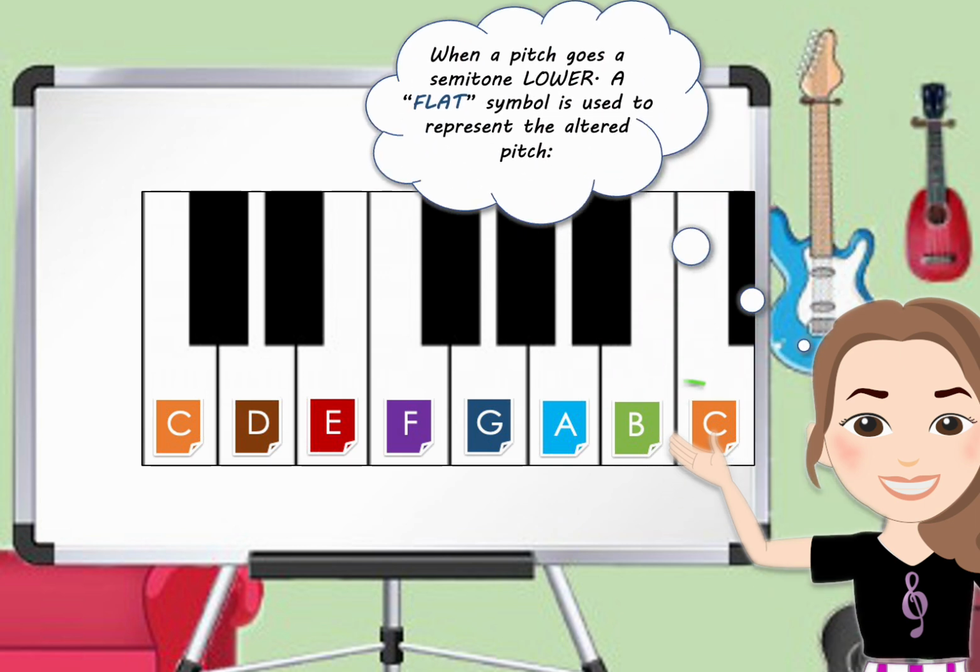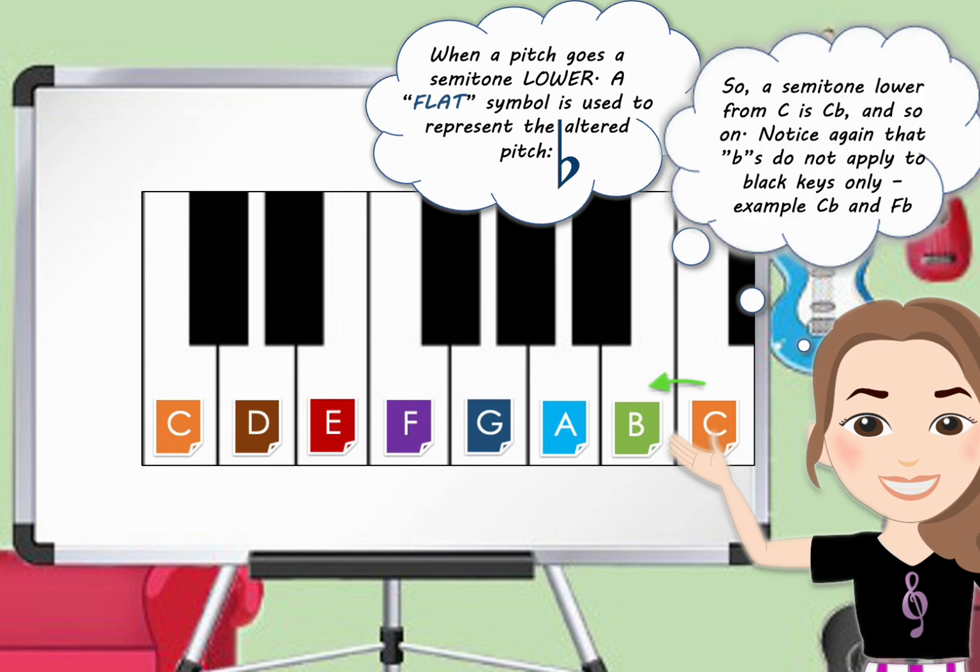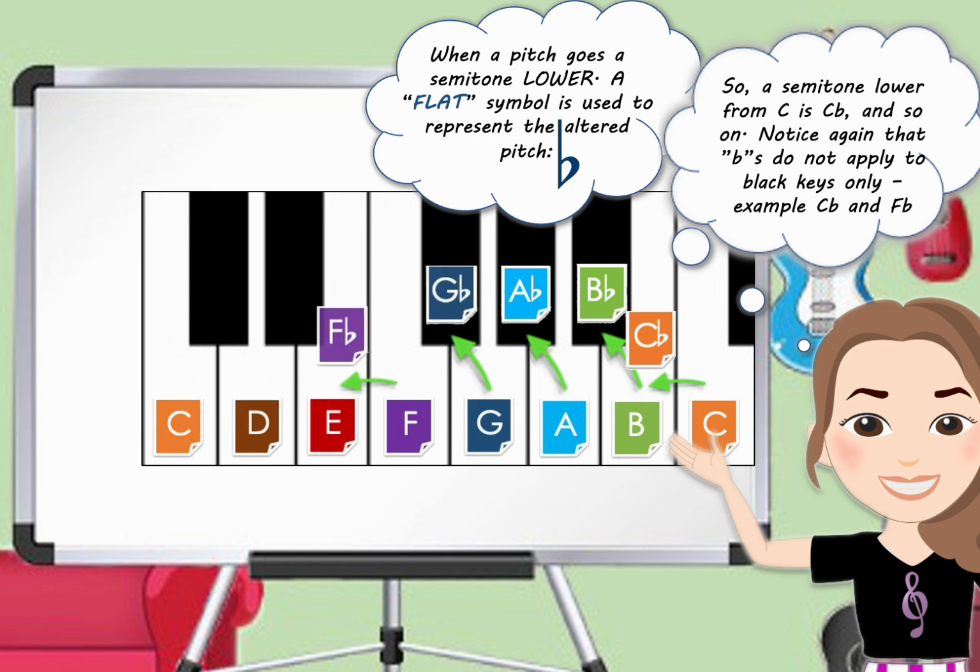When a pitch goes a semitone lower, a flat symbol is used to represent the altered pitch. So, a semitone lower from C is C flat, and so on. Notice again that flats do not apply to black keys only, for example C flat and F flat.